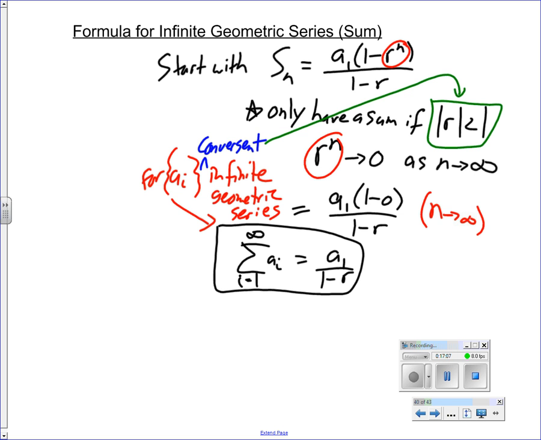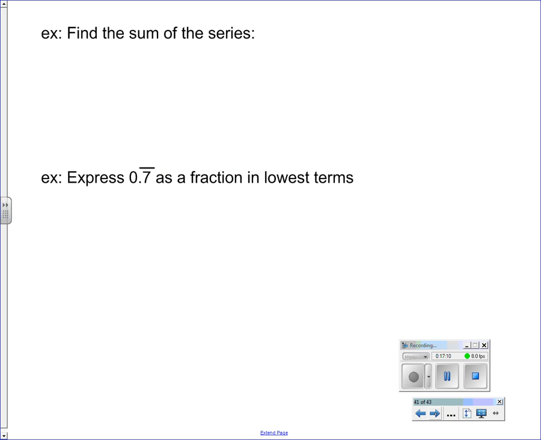So last thing we're going to do is do 2 examples where we actually use this formula. One where we just are finding the sum, and then the other one where we're actually doing an application, writing a repeated decimal as a fraction. So first we're going to find the sum of the convergent series from slide 4, where we had 1, 1/2, 1/4, 1/8, 1/16, 1/32, and just keep adding it up infinitely.